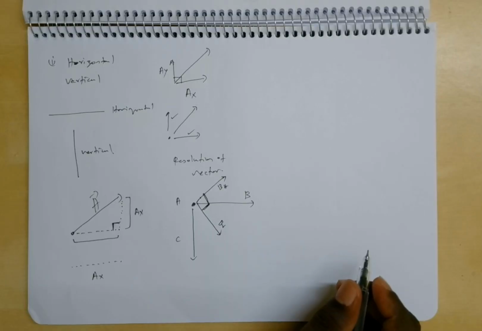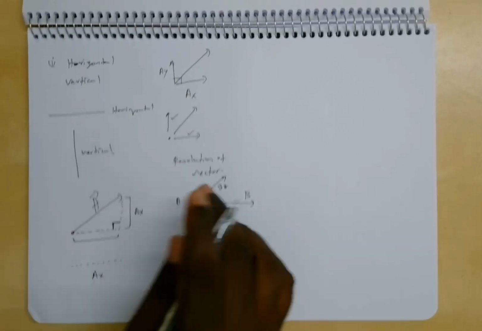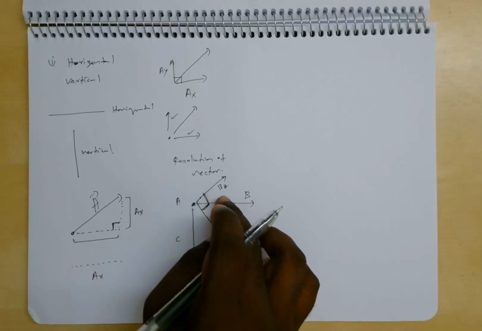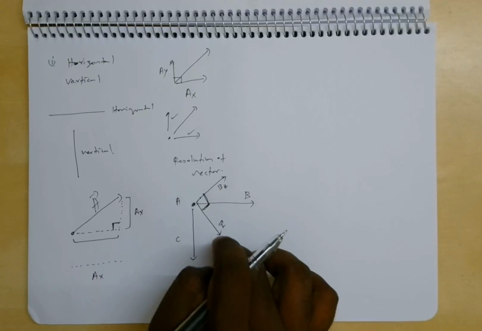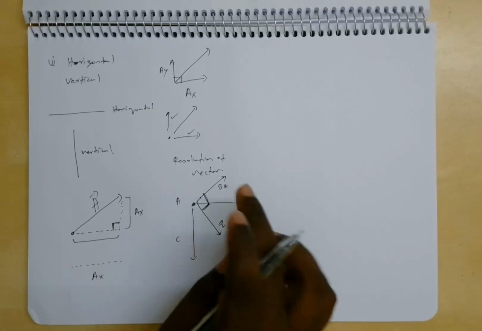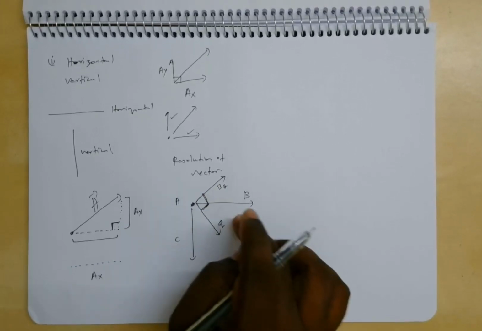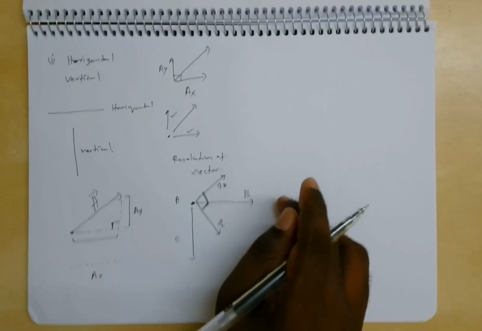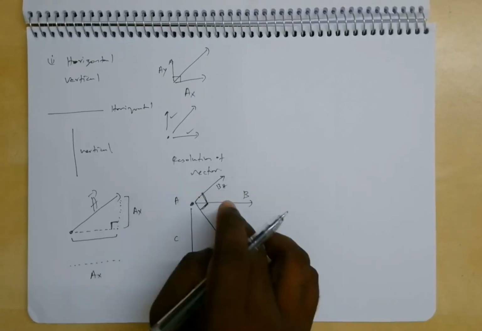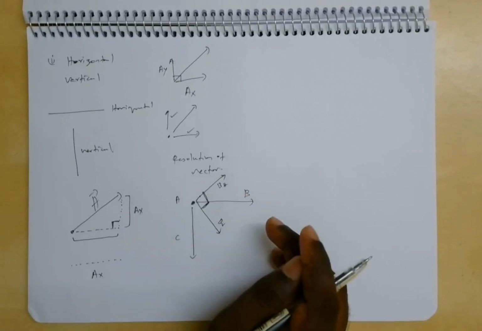No, it depends on orientation. What we care about is that the angle between the horizontal component and vertical component is only 90 degrees. We don't care about the angle between this or this. This will be theta actually. Yeah, it will be 45 only if you split them equally in half.